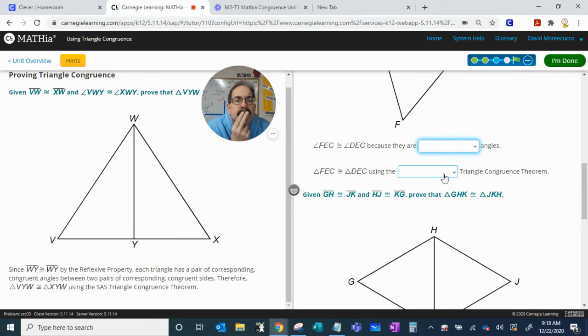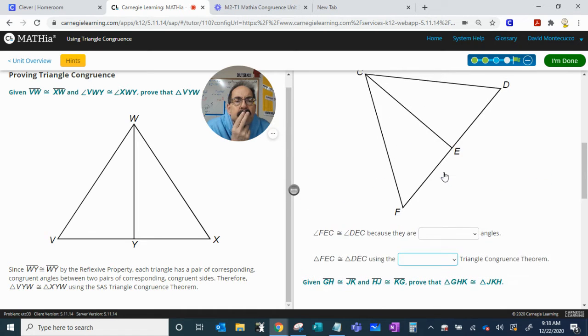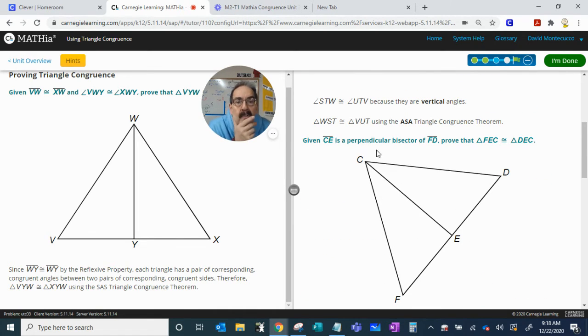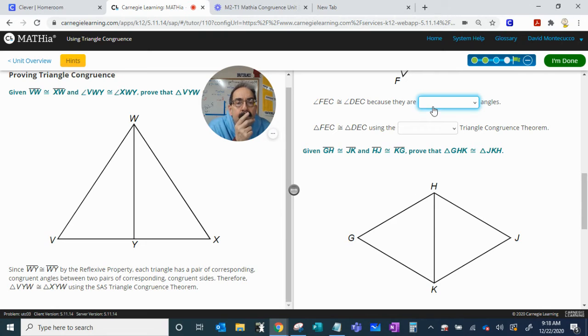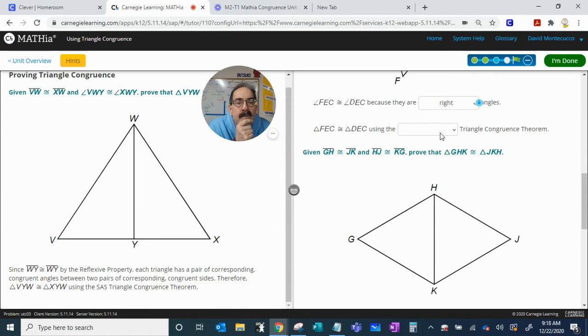Those triangles are, wait a minute, different. CE is perpendicular bisector of FD. So this is equal to this, perpendicular bisector, 90, 90. So it's going to be side, angle, side. They're right angles.